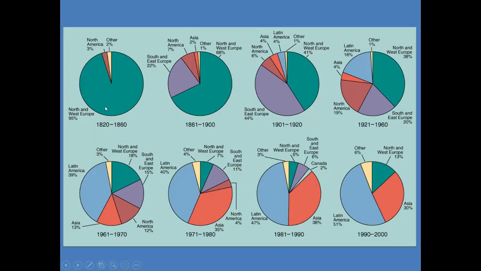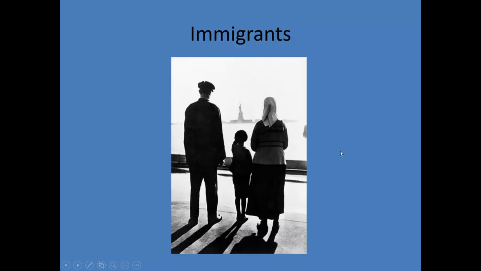Here's a breakdown. You can see for the first part, it's mostly North and West Europe and South and East Europe. Now it's mostly Latin America and Asia. That's where we see this. Now that was the first part of our video. The second part, we're going to talk about the immigrants and get a lot more in depth of why they're coming.